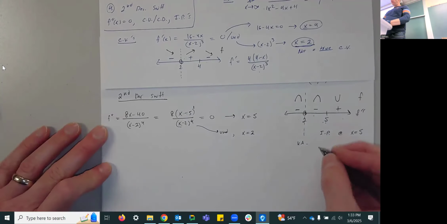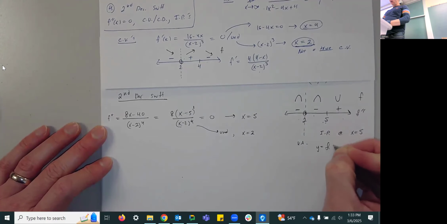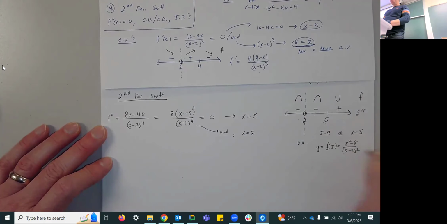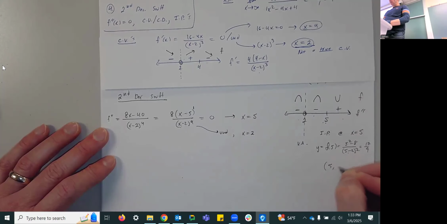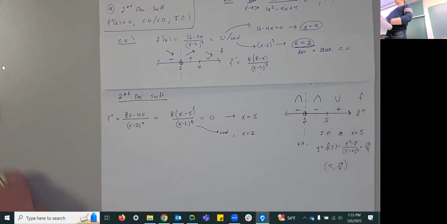So we should find the y value. Y would be f of 5, which is 5 squared minus 8 over 5 minus 2 squared. 25 minus 8 is 17 over 3 squared is 9. So you get 17 over 9. So my inflection point is 5, 17 ninths. I would note that 17 over 9 is just a little bit less than 18 over 9, which is 2.